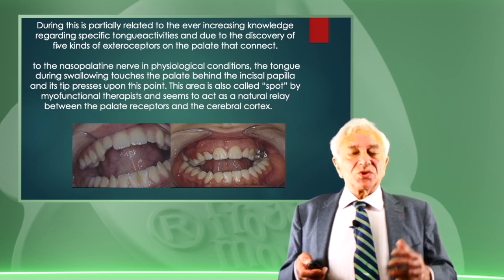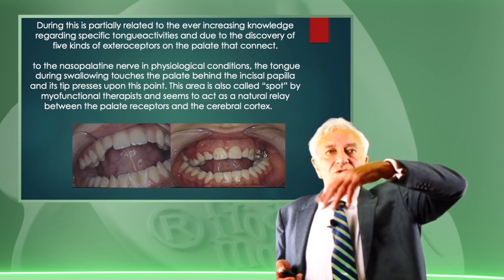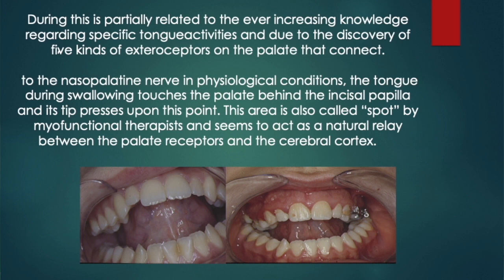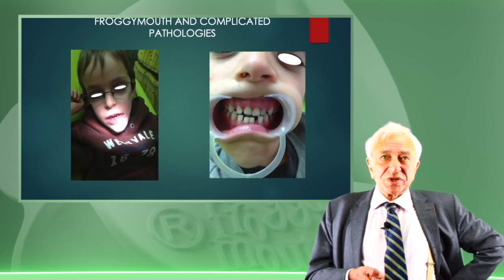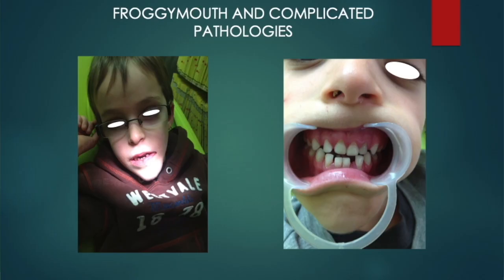And the good stimulation, and when you have the posterior part of the tongue which early enriches the palate. It's important because I will show you some clinical cases with Frogimorph used with a complicated pathology. This child has a lymphangioma, a lingual lymphangioma, so the tongue is very big.